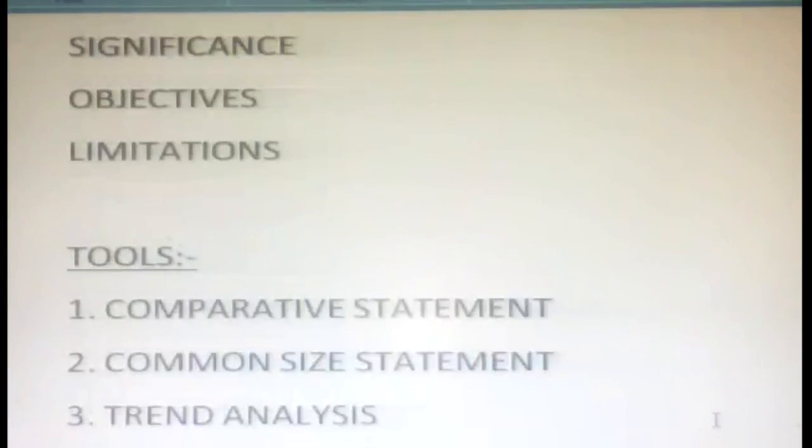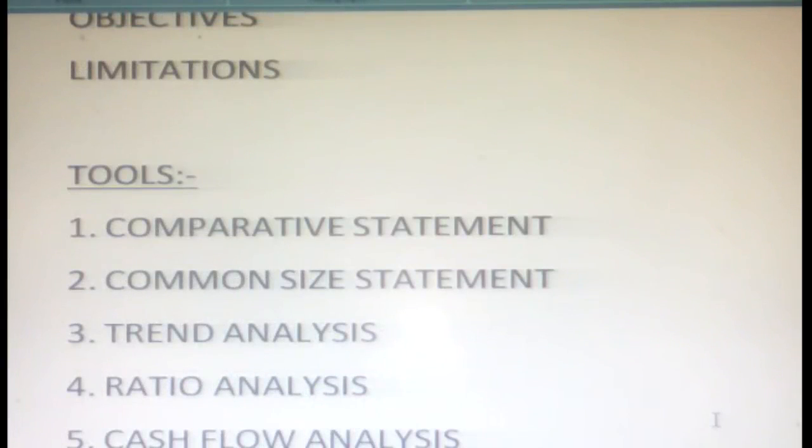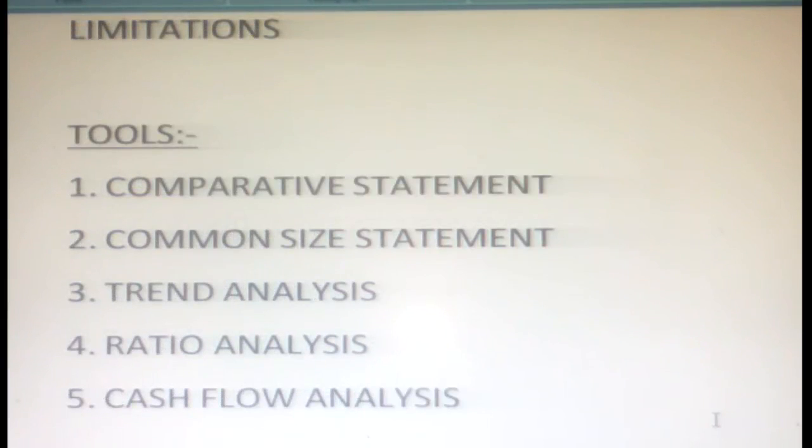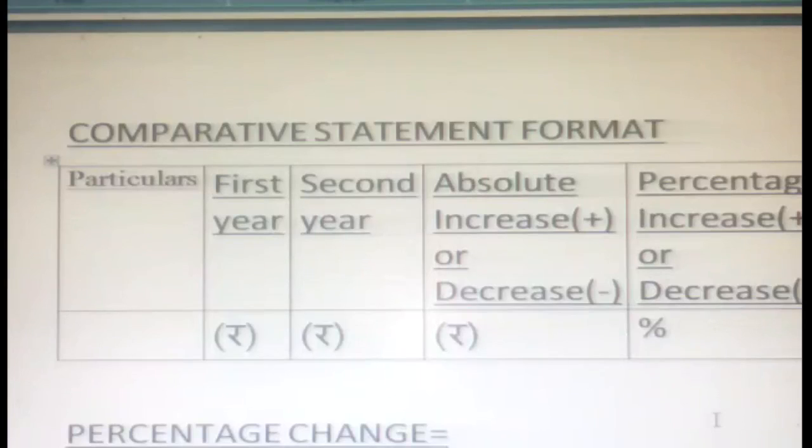Okay, so under the tools, you know already there are totally 5 types of tools available. One is comparative statement, then common size statement, then trend analysis, just for the theory purpose, then ratio analysis, cash flow analysis. Okay. So here, what is the format of comparative statement? That is very important.